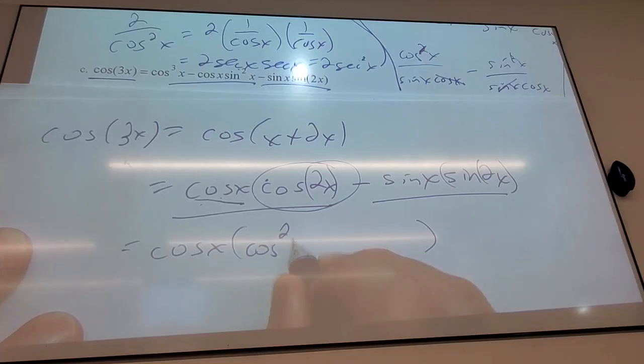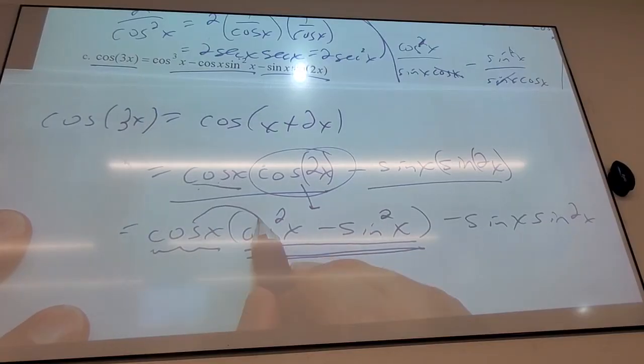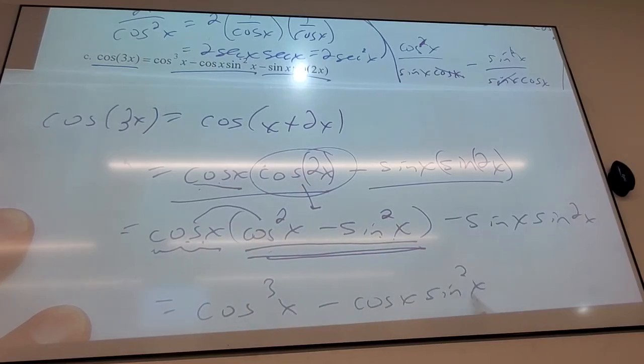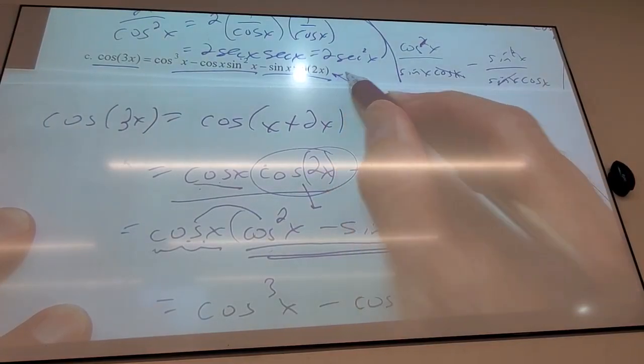What you guys just noticed is, if I use that first way, where did this come from? That came from cosine 2x. I just rewrote cosine 2x. And I still got this stuff at the end. Now what can I do with this cosine x? Distribute. Well, how many cosines do I get there? 3. Kick ass. And then this times this. Is that what's up there?